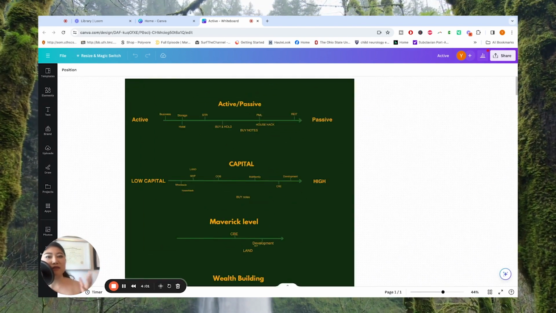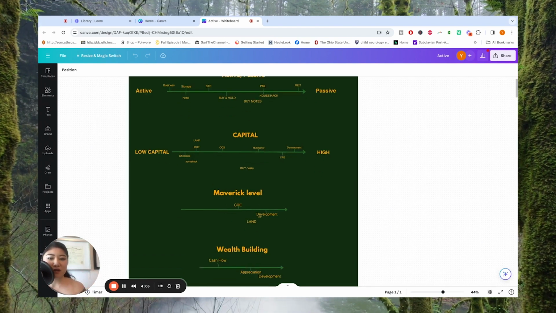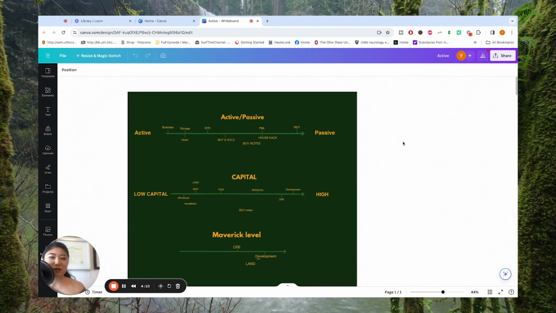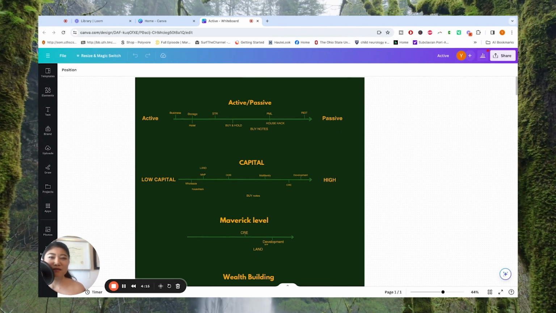Lever is active or passive. We also talk about your level of risk tolerance and a particular metric that I call the maverick level.